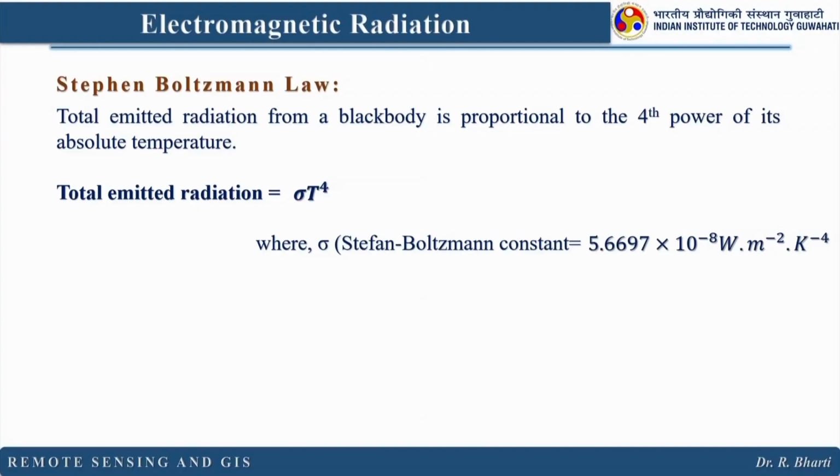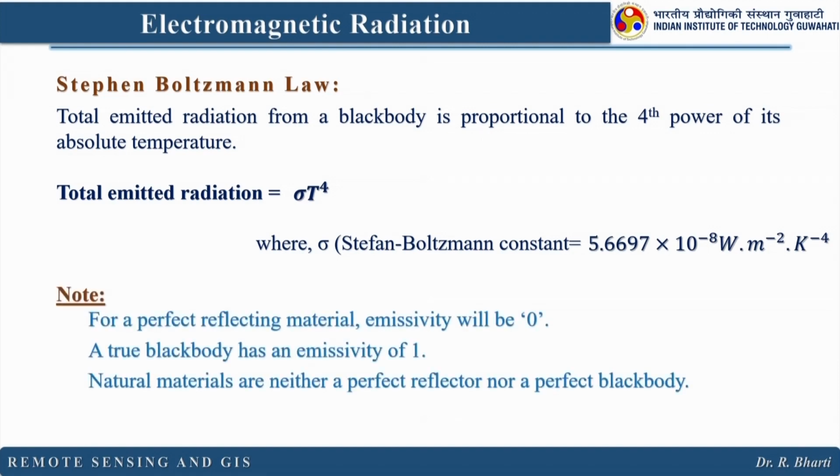Total emitted radiation from a black body is proportional to the fourth power of its absolute temperature, where total emitted radiation is sigma T to the power 4, right. Here this sigma is known as the Stefan-Boltzmann constant, and this is very important to understand. For a perfect reflecting material, emissivity will be 0.